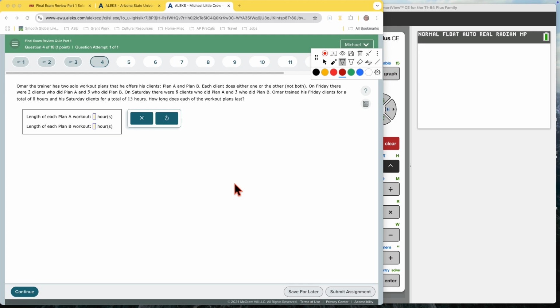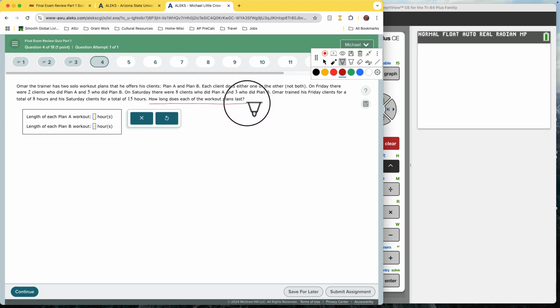Question 4 for final exam review, quiz part 1. So we've got this word problem. Again, what we really want to do is first, what is the question? That's always at the end. So come to the last line.